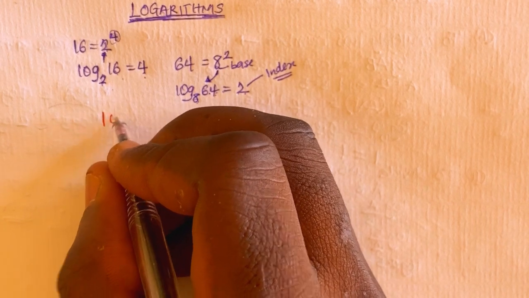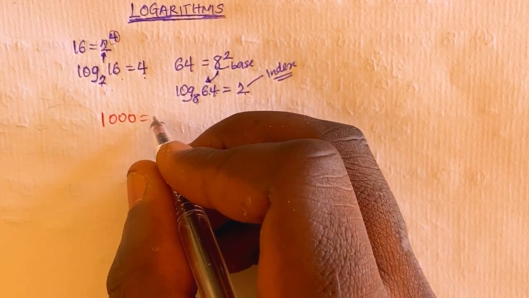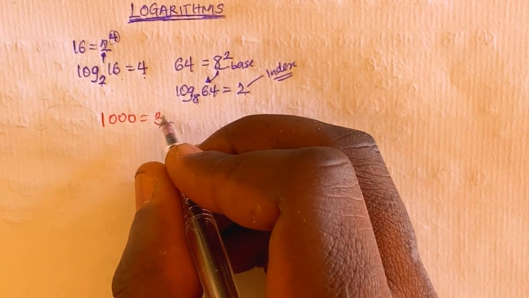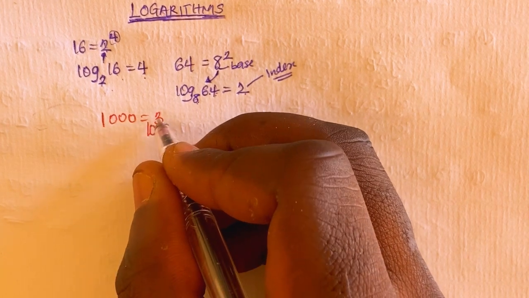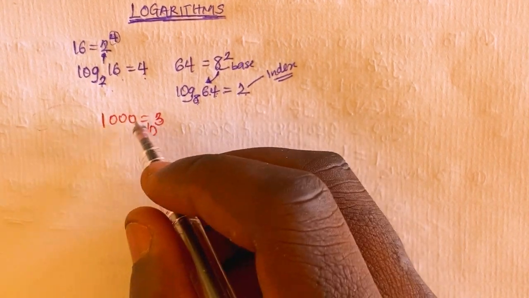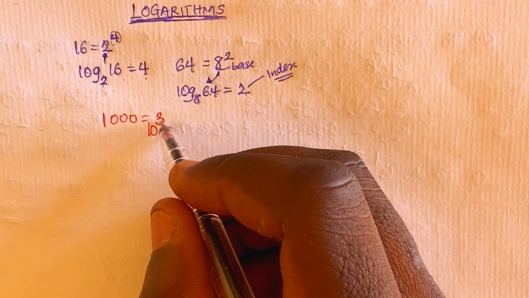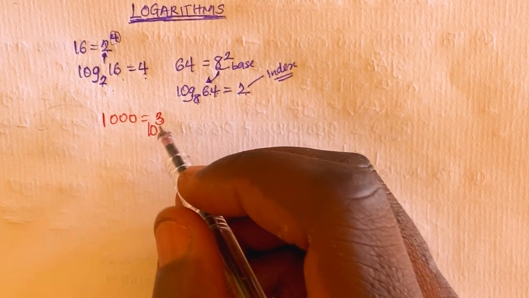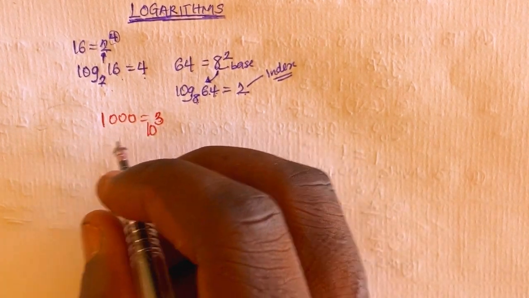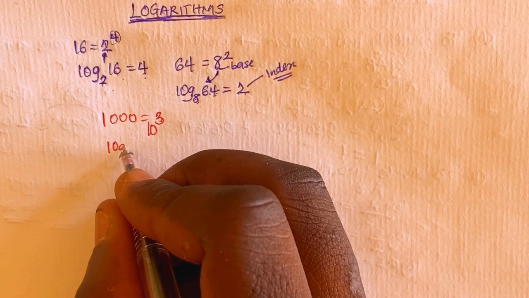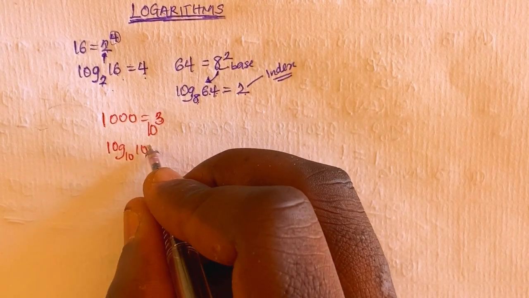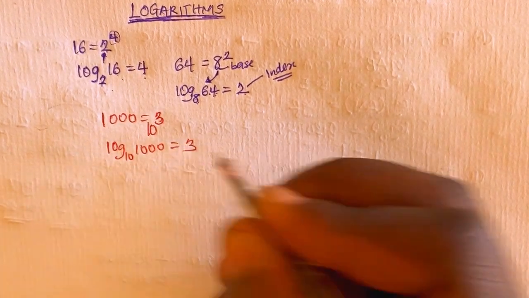Right? So now, let's say we have another expression. Let me just say 1000 is equal to 10 raised to the power of 3. This expression simply means you have log base 10 of 1000 is equal to 3.